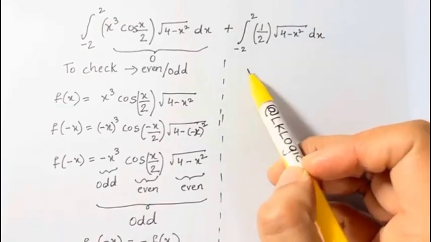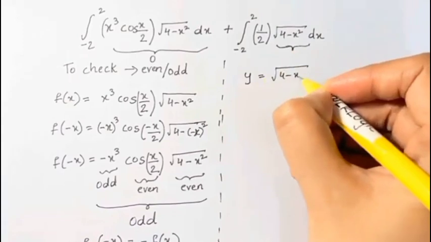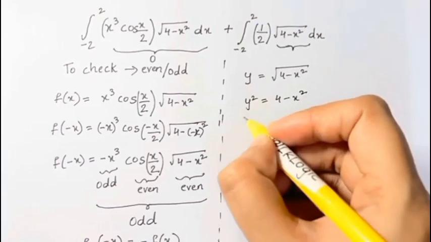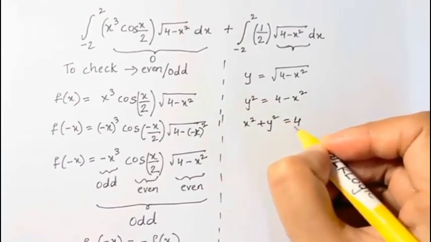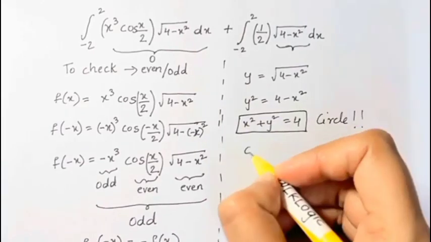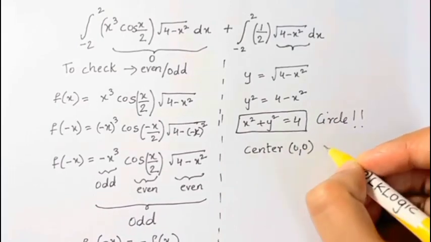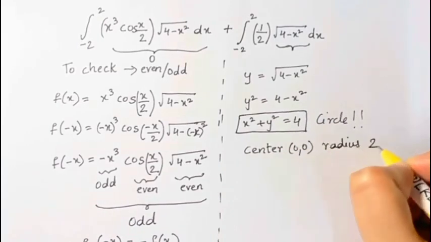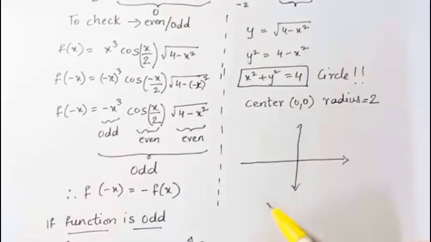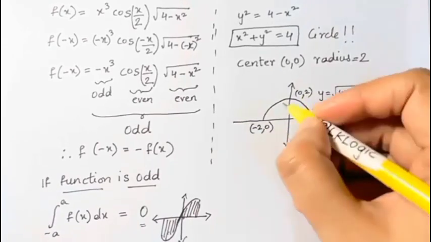Now, how do we solve this integral? Let's take square root of 4 minus x squared equals y. Now squaring both sides, we get y squared equals 4 minus x squared. Bring the variables to one side, x squared plus y squared equals 4. It's a circle. Remember that x squared plus y squared equals 4 is a circle centered at 0, 0 with radius of 2. So we can graph the square root of 4 minus x squared as being a semicircle with radius of 2, and it will be on the positive y-axis.